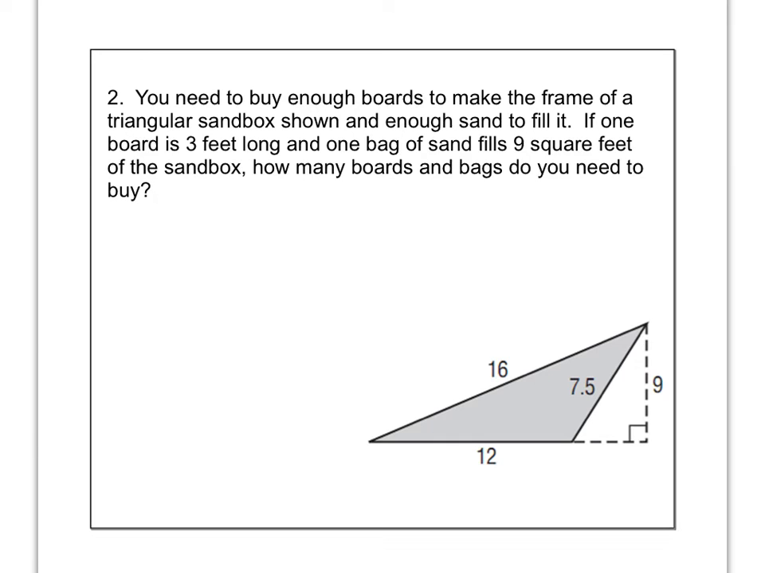So first of all, to buy enough boards, we're going to need to know the perimeter, the distance around the outside. I think we have all of the information we need to find the perimeter of that shaded sandbox. And so for the perimeter, it's just going to be add up 16, 7.5, and 12. So let's do that. 16 plus 7.5 plus 12. And when you add all of those up, you get 35.5, and it's feet.